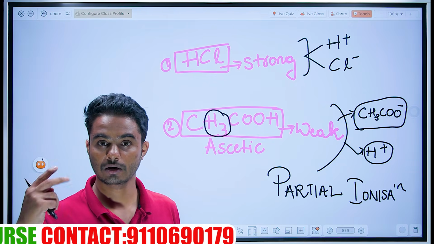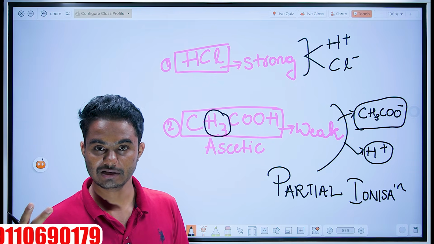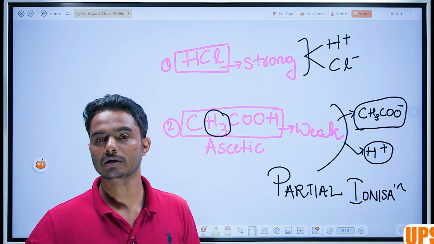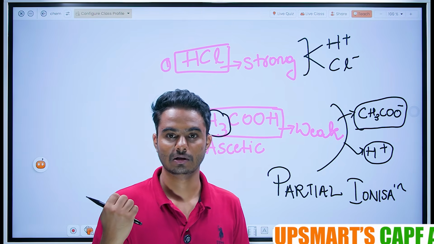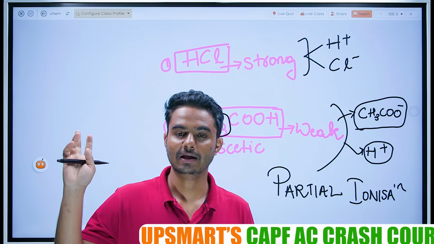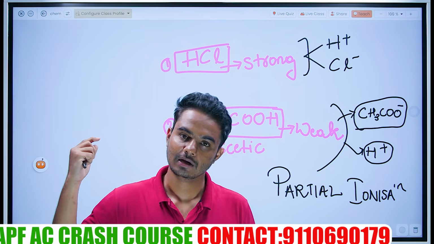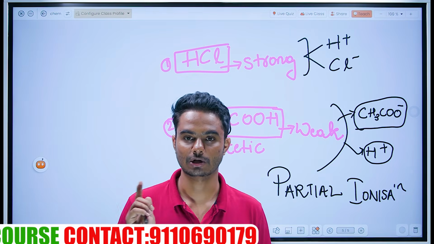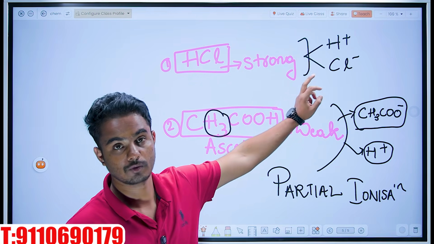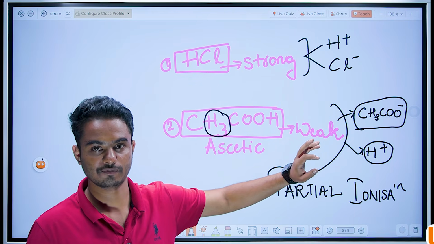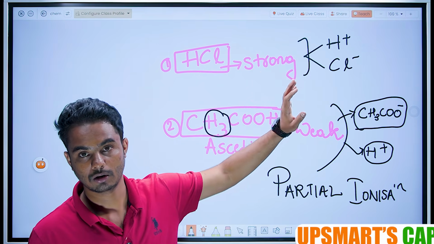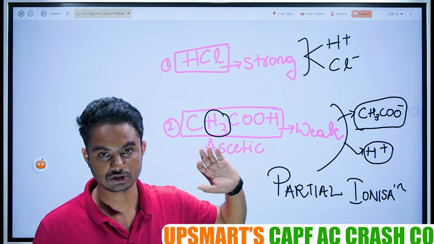HCl, it is only two atoms, H and Cl, and each will get a charge. And H will multiply as it is. However many molecules are there, however many H's are present, it will still produce so many H plus ions. So it will have more concentration of H plus. More the concentration of H plus, it is strong.